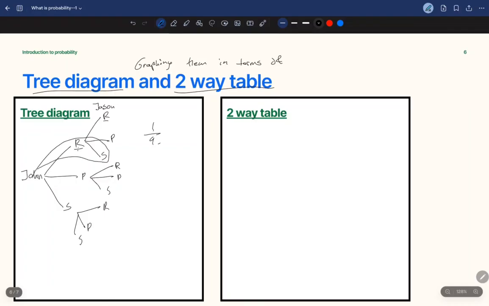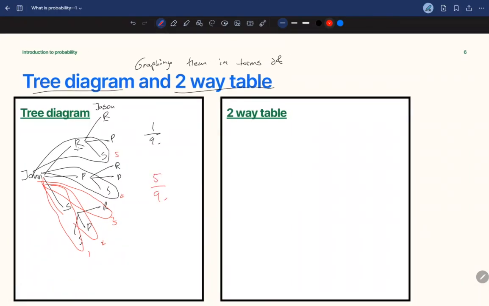Or what's the probability that one of them does scissor? So anything with scissor: 1, 2, 3, and then 4, 5. So the probability would be 5/9. That's how we craft a tree diagram.